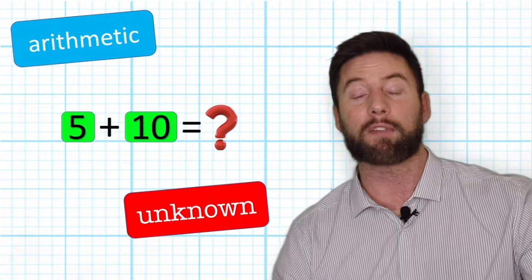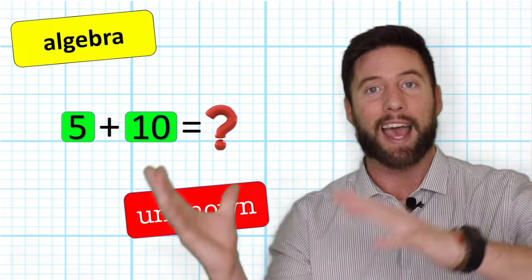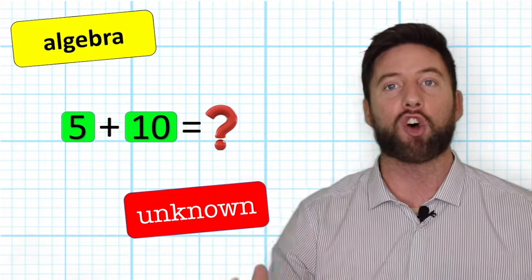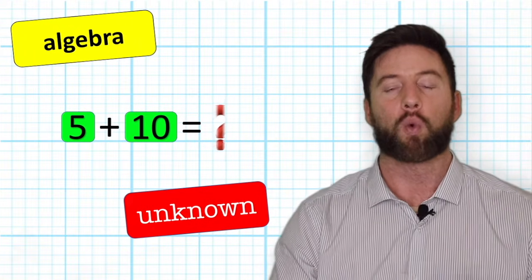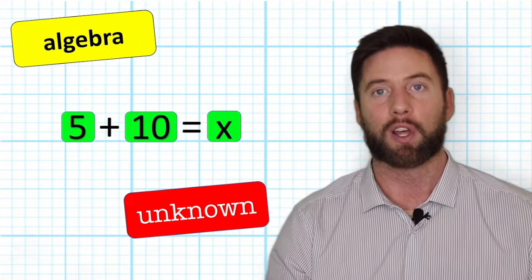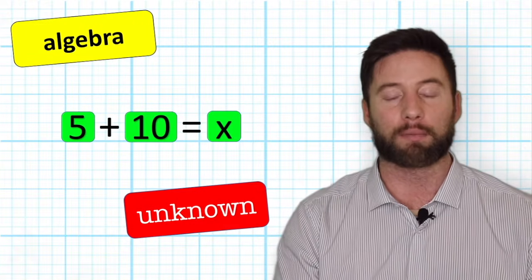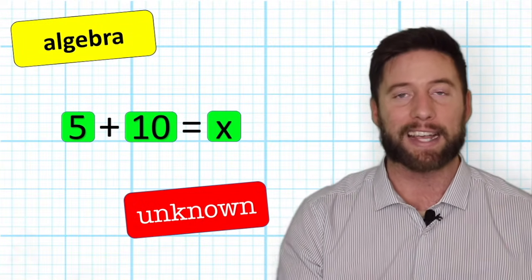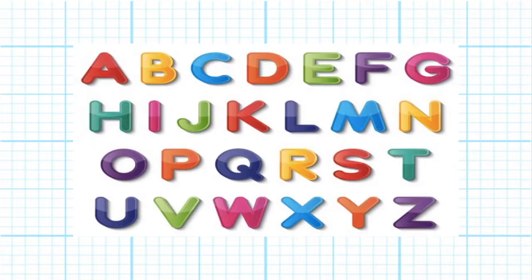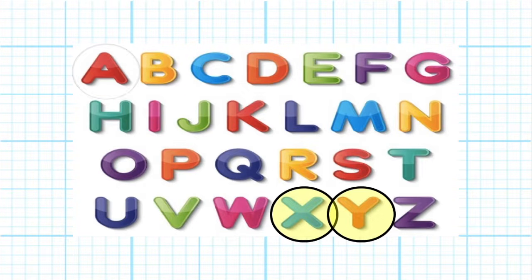A very important difference straight away between arithmetic and algebra is when we have an unknown in algebra, we use a symbol, okay? Now a very common symbol to be used would be X, but you can pretty much use any letter of the alphabet. X, Y, A and B tend to be the 4 main ones used, but you can use any letter.